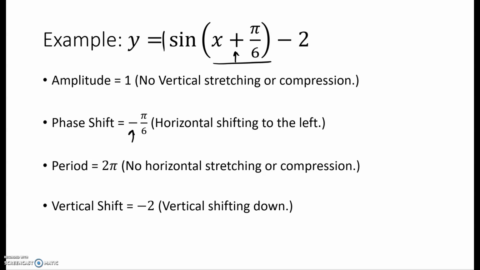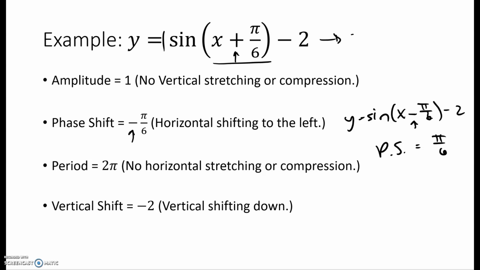If we had y is equal to sine of x minus pi over 6 minus 2, our phase shift would be pi over 6 because I already have that negative there. This I have to write as sine of x minus negative pi over 6 minus 2. There's your c value right there, or your phase shift.